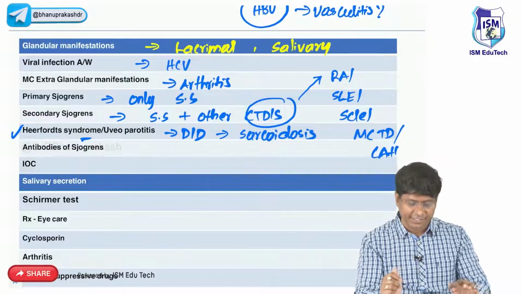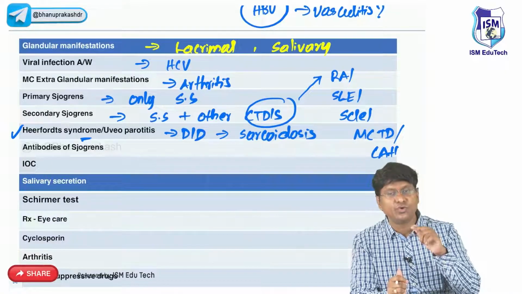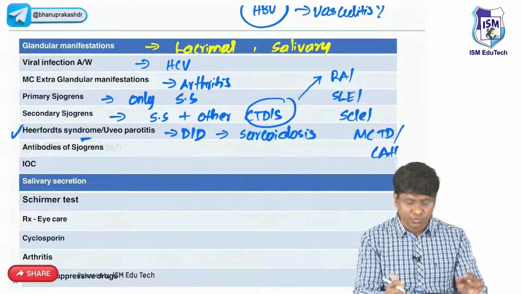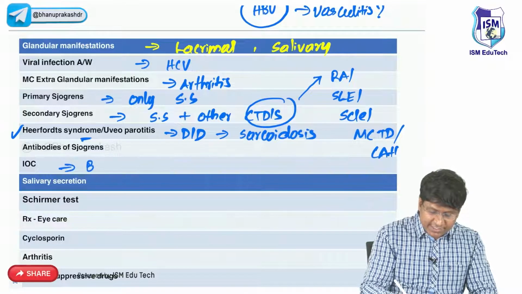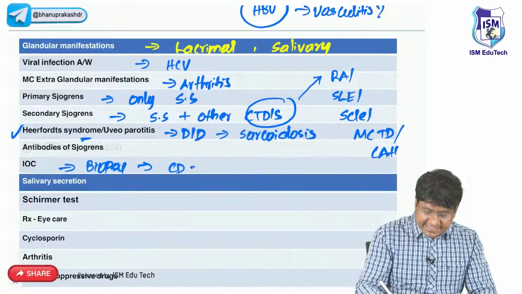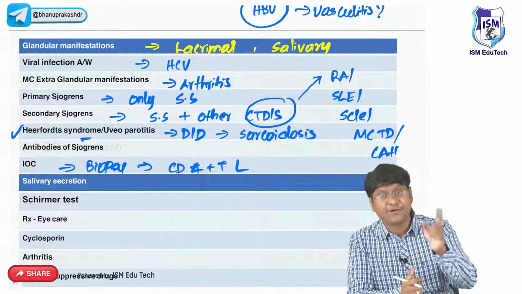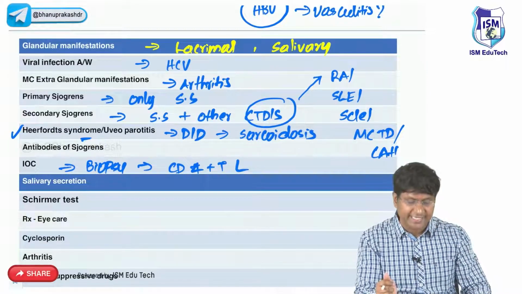How will you differentiate? In sarcoidosis, when you do a biopsy, you have the presence of non-caseating granuloma. But in Sjogren's syndrome, what is the investigation of choice? That will be the biopsy. When you do the biopsy, you will have the presence of CD4 plus T lymphocytes in the biopsy of Sjogren's syndrome. Whereas in the biopsy of sarcoidosis, you will have non-caseating granuloma.